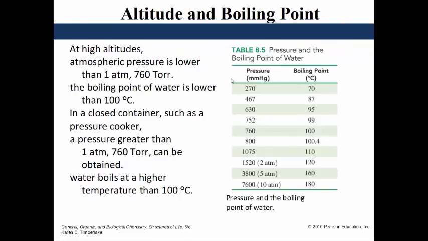Now we'll talk about the boiling point and altitude and how they're related. As you get higher in altitude, the atmospheric pressure will go down, and also the boiling point of water will become less than what it would be at sea level. At sea level, at 1 atmosphere, it's going to be 100 degrees Celsius. But the higher you go in elevation, that boiling point goes down.